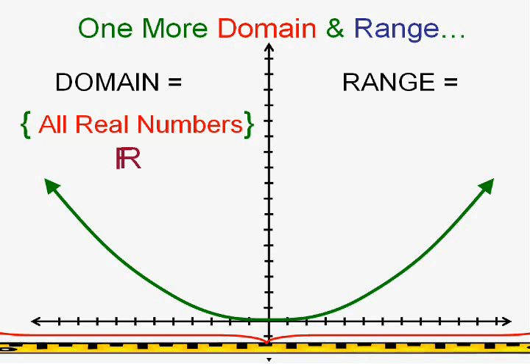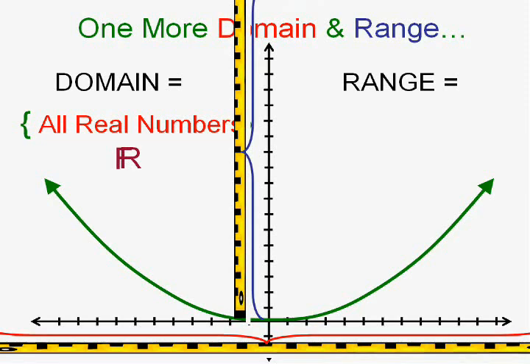Now the range is all the possible y's. We go from lowest to highest. It doesn't go down forever, does it? It starts at 0 and it goes up forever. So it goes from 0 to infinity. Well, how would we say that? We symbolize it with the arrows, but to say it in set notation as the range, we'll say all the y's such that y is greater than or equal to 0. And that would be the range.